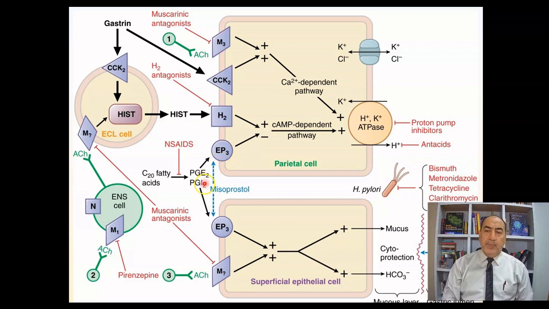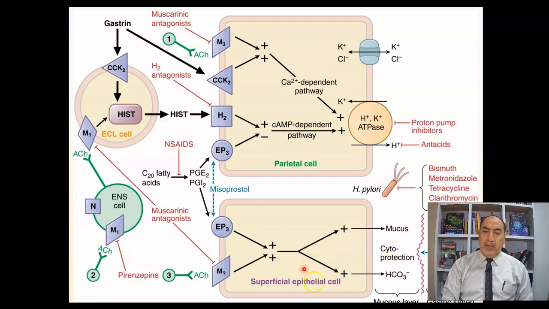We have also the protection part. Remember, we said we have two arms: the aggressive factors and the protective factors. On top of the protective factors are the mucus and the bicarbonate that are produced by the superficial epithelial cells. These are the cells that are facing the acid, so they have to be very well prepared to meet this very corrosive, very aggressive acid, as well as the digestive enzyme pepsin in the lumen, which, as we explained last time, is very active.